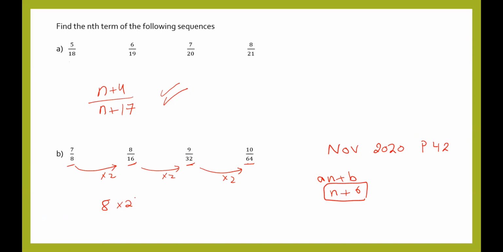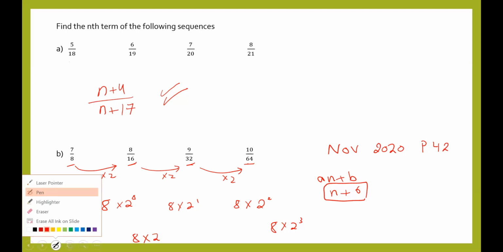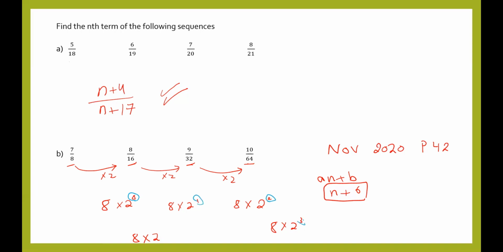8 times 2 power 0, then 8 times 2 power 1, then 8 times 2 power 2, then 8 times 2 power 3. 8 times 2 power 0 will be 8, 8 times 2 power 1 is 16, 8 times 2 power 2 is 32, 8 times 2 power 3 is 64. So we can agree the nth term would be 8 times 2 power. Here you have power 0, and power 1, power 2, then power 3.